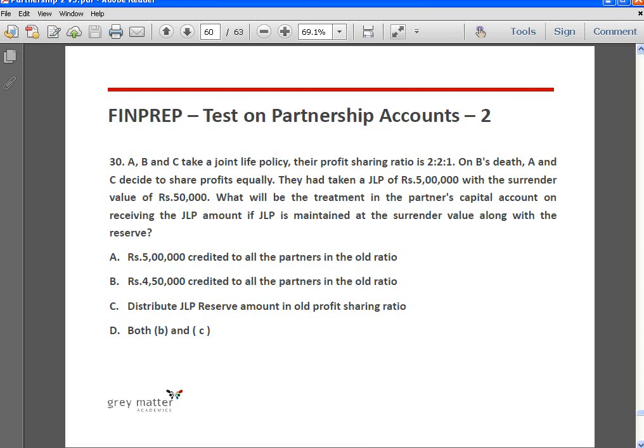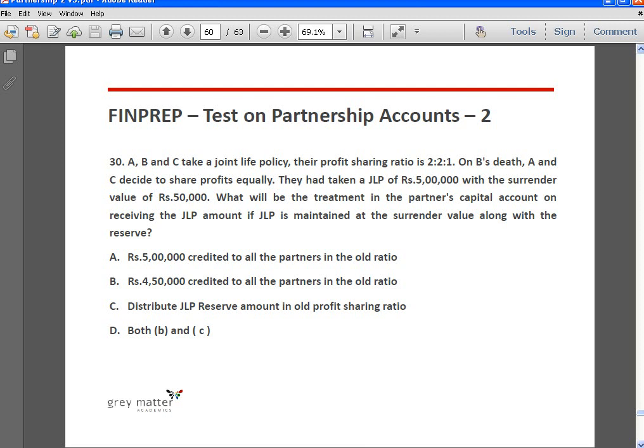Next, A, B and C take a JLP and their profit sharing ratio is 2:2:1. On B's death, A and C decide to share profits equally. They had taken a JLP of rupees 5 lakhs with the surrender value of rupees 50,000. What will be the treatment in the partners' capital account on receiving the JLP if JLP is maintained at the surrender value along with the reserve? Okay, so reserve is appearing in the books at 50,000 and JLP is appearing at surrender value of 50,000.